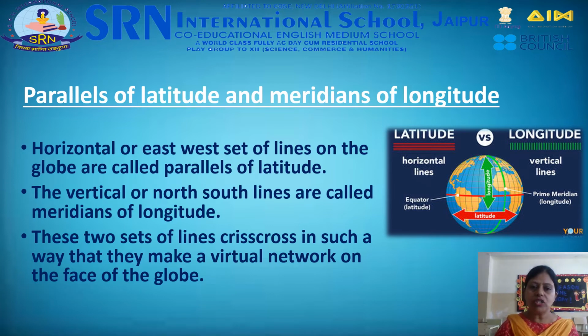Drawing these imaginary lines, we use the North Pole and the South Pole as two basic points of reference on the surface of the Earth. These two sets of lines crisscross in such a way that they make a virtual network on the face of the globe.